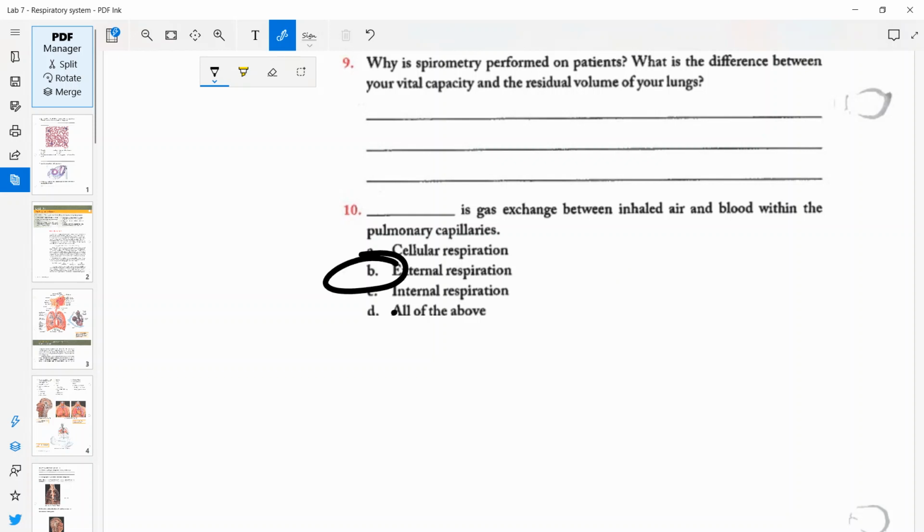So this concludes the respiratory system, and our next video lab will be on the renal, and then reproductive, and then digestive.